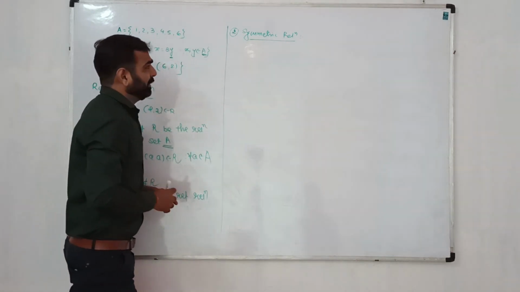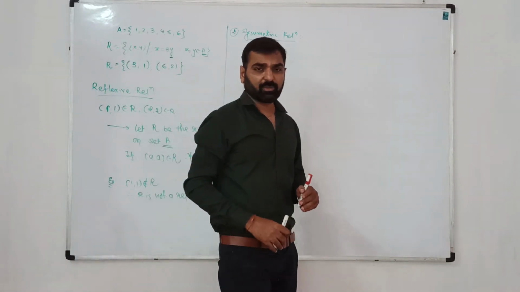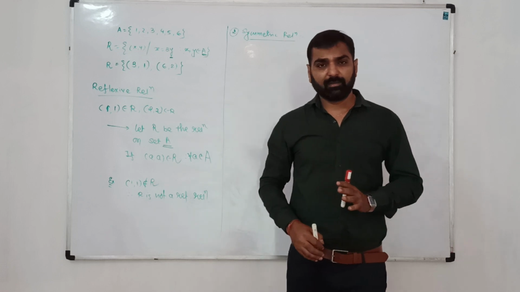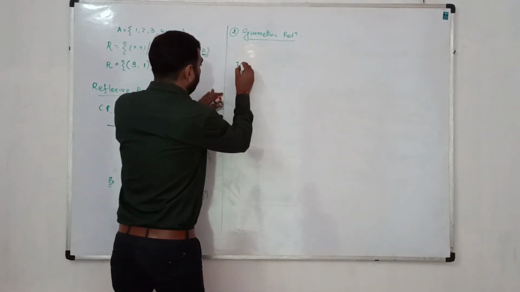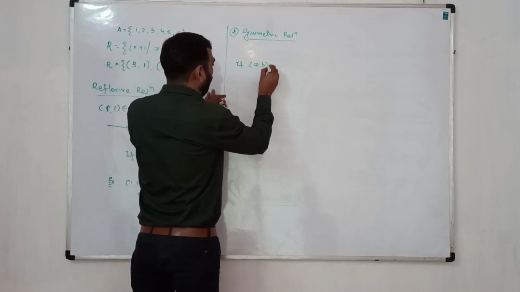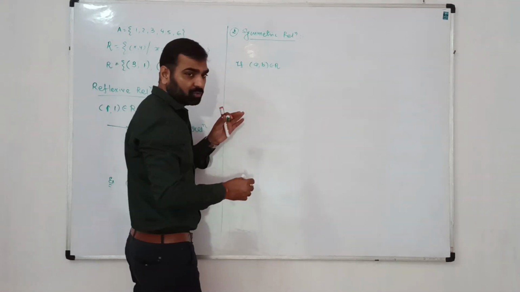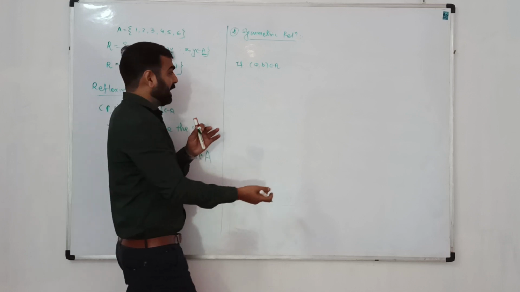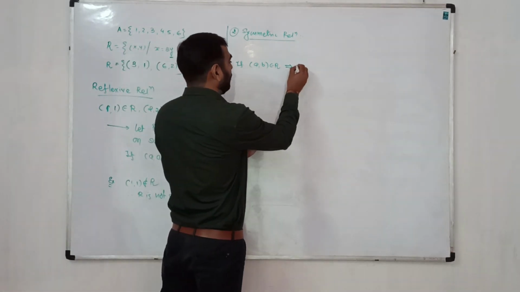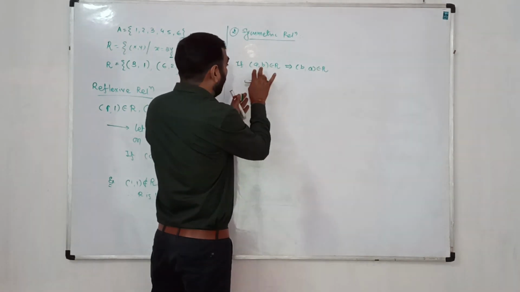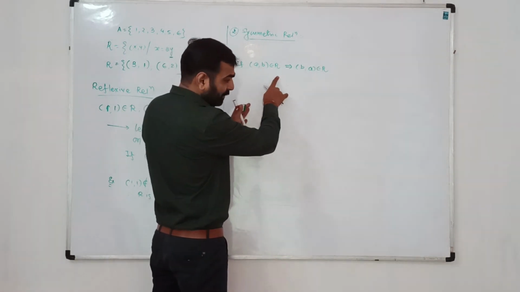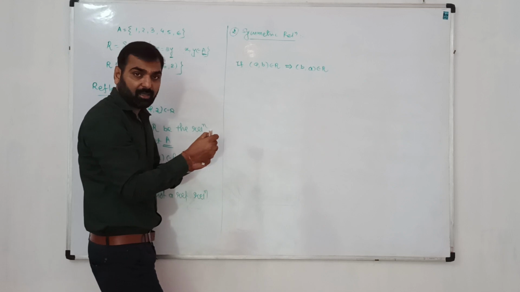Now for understanding of the symmetric relation, first of all, that is the definition of the symmetric relation. If (a, b) belongs to R, then symmetric means what happens? (b, a) also belongs to R. The order is changed. (a, b) belongs to R, then (b, a) should also belong to R.